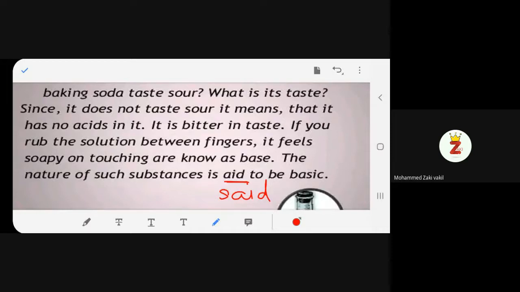It's soapy. So what does it say? That these are basic in nature. What are the important things? That it is bitter in taste, and when you touch it, it is soapy on touching. So these are the two features of basic matter. Is this clear to all of you? Is it compulsory that the bases have a soapy touch? In a way, not compulsory, but most of the matter has got these characteristic features. But yes, it is bitter in taste. That's for sure.